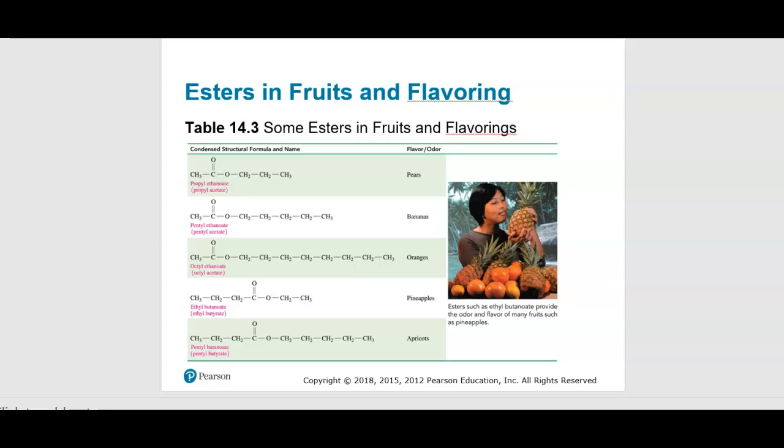Octyl ethanoate, which is a fairly long alcohol in there, octyl ethanoate or octyl acetate, that's responsible for the flavor in oranges. In pineapples, you have ethyl butanoate. So there's quite a mix. And apricots, pentyl butanoate. There's quite a few of these things. A lot of them are different. They differ a lot from plant to plant, from fruit to fruit, and so forth.